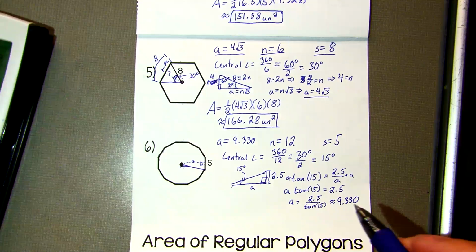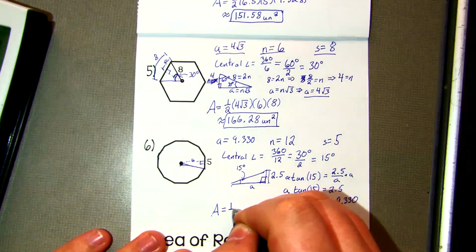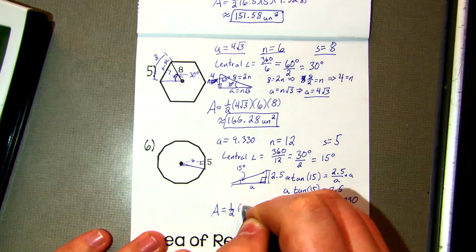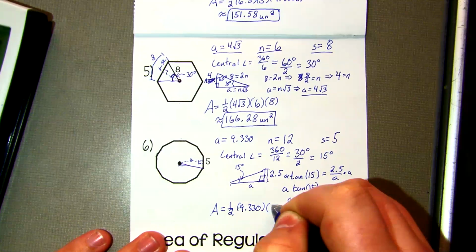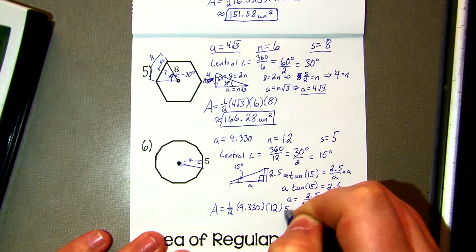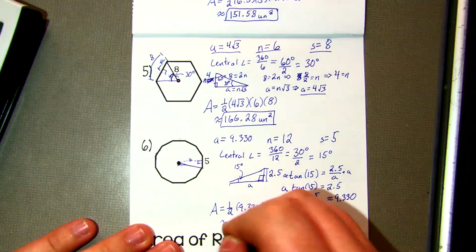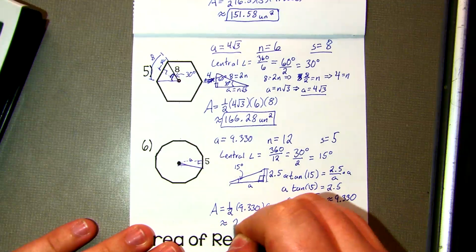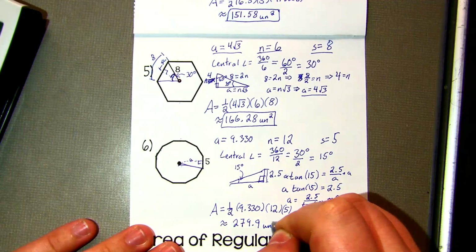And the last thing we do is we plug it all into our equation. 1/2 of 9.330 times 12 times 5. Plug that all in. We get A is approximately 279.9 units squared.